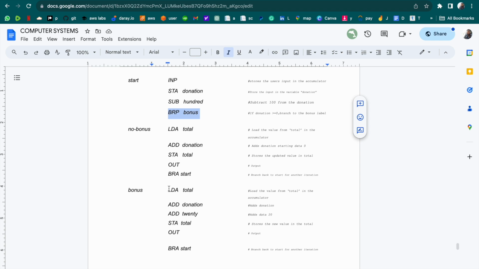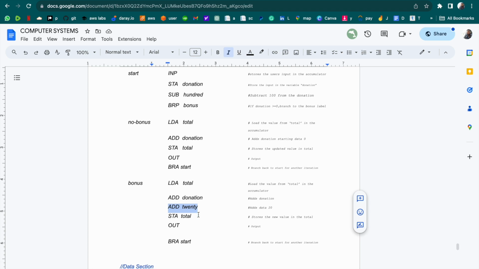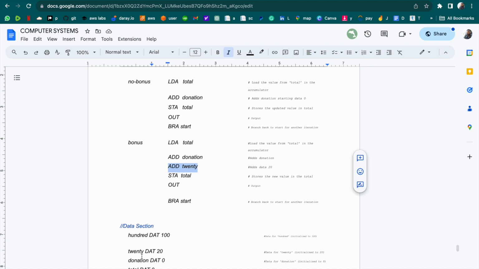That's all it does. So now when we come here, we are loading total. Remember, total is 60. So we are adding 120 plus 60. And then that's 180. We're adding 20. In this bonus code, there's an additional 20. That's the bonus. Right? You keep hearing bonus. 20 is the bonus. And the 20 is from the data section here. 20 was stored in the variable 20. Now we have 200 because 120 plus 60 is 180, and 180 plus 20 is 200. And then your output is 200.